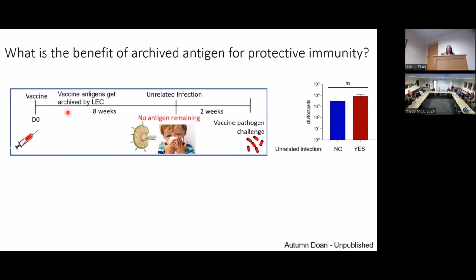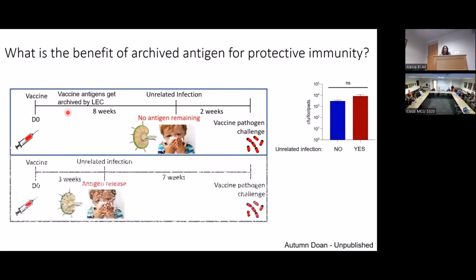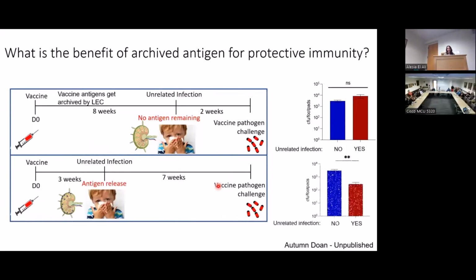This is looking at the amount of bacteria in the foot. But if you do the same thing and you give the vaccine antigen and then wait 3 weeks, give the unrelated infection at a time point at which we would expect antigen to be released, and then wait 7 weeks, so almost the same duration as the above experiment, and then challenge with the pathogen that contains the vaccine antigen, you see a significant decrease in the amount of bacteria in the foot pad. So what we would predict is that antigen archiving and antigen release during an unrelated infection is important for boosting the memory T cell population.